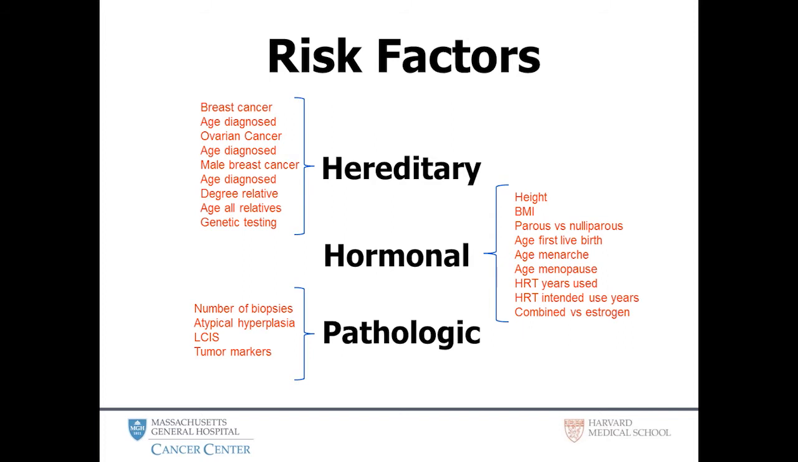This is a relatively complete list of what you need in terms of hereditary factors. Who has had cancer of the breast or ovary in the family? What age were they diagnosed? Is there male breast cancer in the family? What's the relationship of each relative to the individual? What are the ages of relatives without cancer, etc.? On the hormonal side: height, BMI, parous versus nulliparous, age at first live birth. On the pathologic side: number of biopsies, history of atypical hyperplasia, LCIS, tumor markers of cancer.